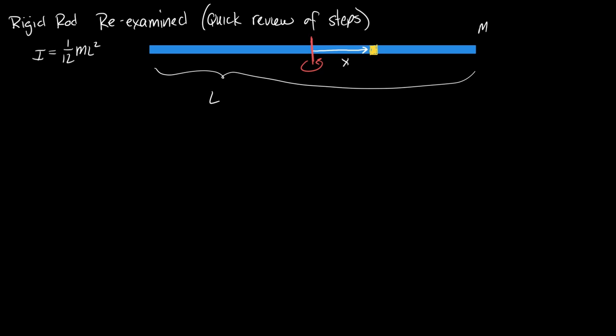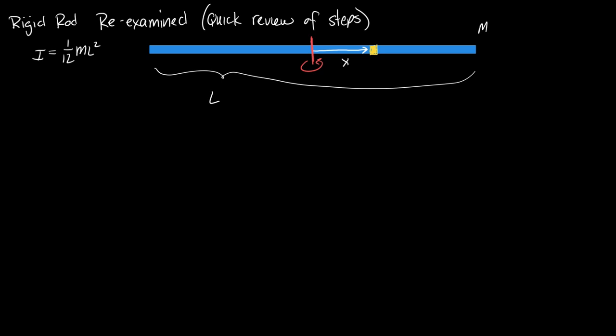So I have a choice. Remember, this is a summation. I can just go from 0 to L over 2 and double it, or I can go from negative L over 2 to positive L over 2. Either choice should work. The math should be the same.